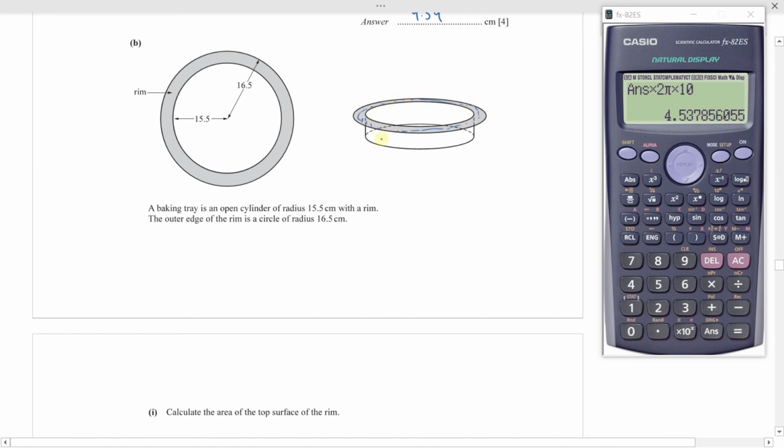So you have to find this shaded area. We have two circles. The bigger circle has radius 16.5. The smaller circle has radius 15.5. So what we can do is find the area of the large circle and then subtract the area of this inner smaller circle. This will give you this area which is shaded.